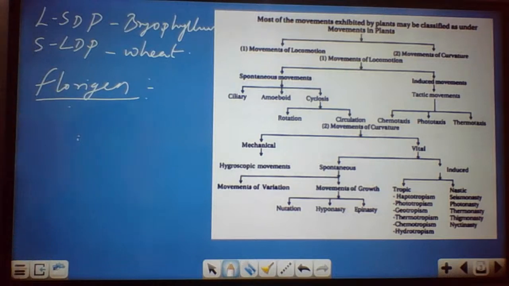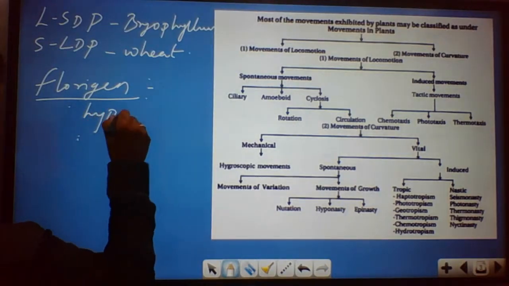Okay. Coming to florigen, this is a type of hypothetical hormone.